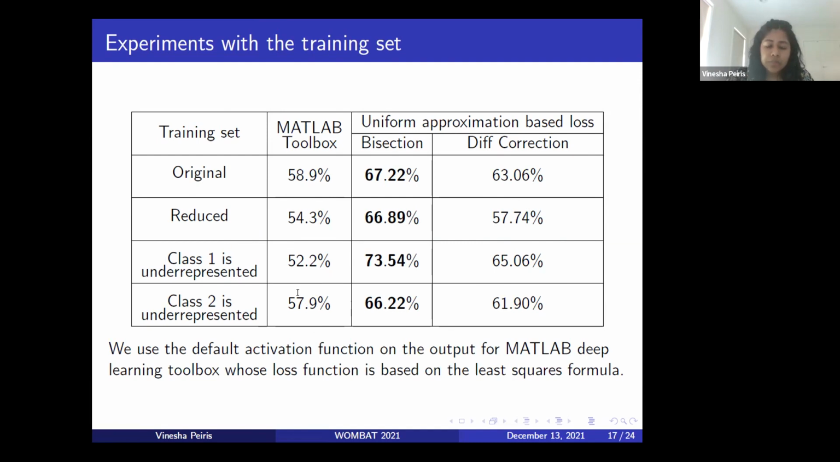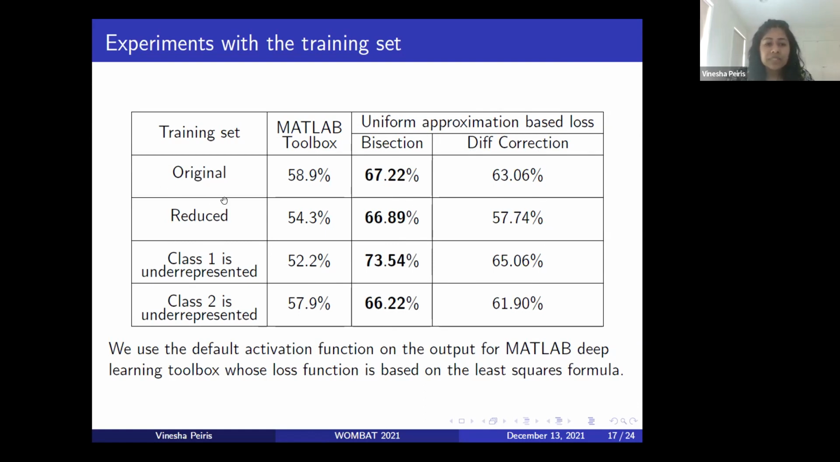For our experiments, we use the default activation function on the output layer for this MATLAB toolbox. In the next 2 columns, we have the uniform approximation based loss function and 1 degree rational functions as activation functions defined on the output layer. To optimize the weights and the bias of this network, we use the bisection method and the differential correction method.